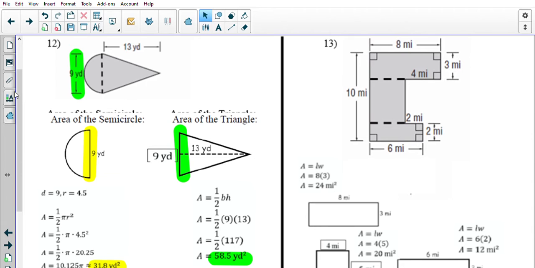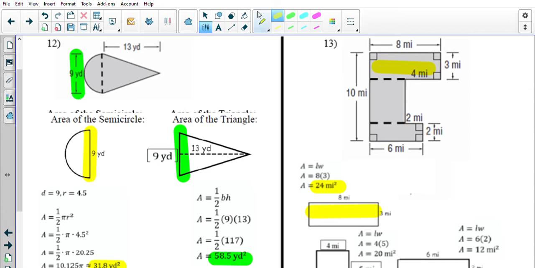So I broke this down into 3 different regions. I'm going to start with one of our rectangles, and I drew these horizontal lines in here. I'm going to make this region 1 right here. So that's going to be this guy. Our dimensions are 8 by 3. And for a rectangle, we take length times width. So the area is 8 times 3, or 24 miles squared. Again, that's for region 1.